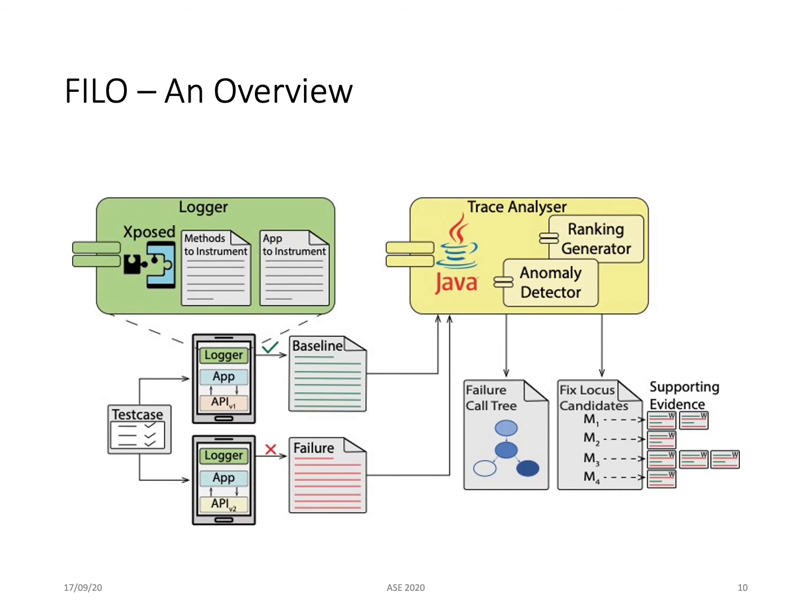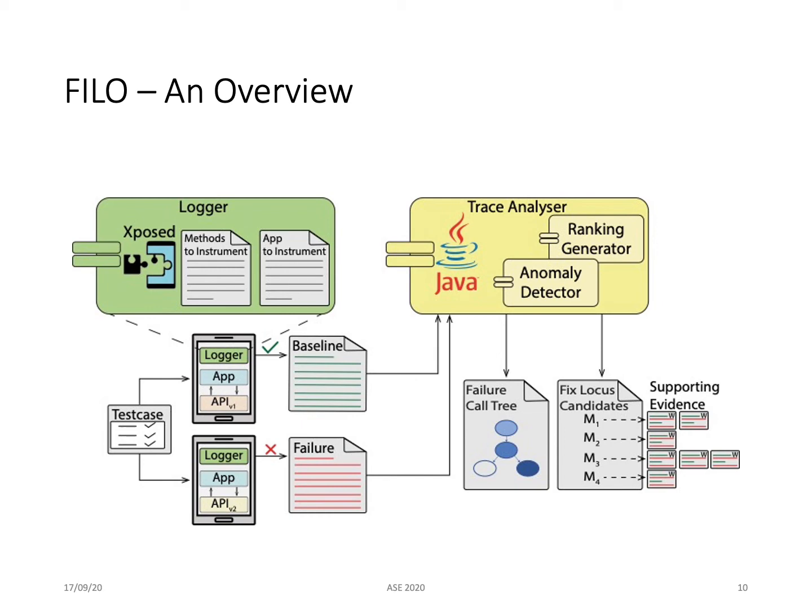This is an overview of the two main components of Philo, the logger and the trace analyzer. The logger is an ex post module that we install on devices and emulators, and it is able to inject some monitoring code inside the application that we are analyzing in order to produce an execution trace. We install it both on environments running the old version of the API, where the application is able to successfully execute the test case and it outputs a baseline trace.